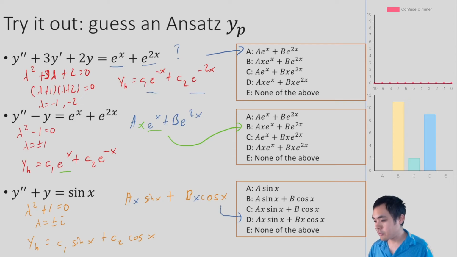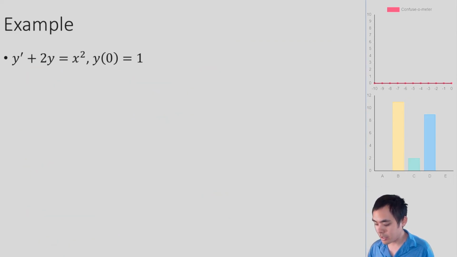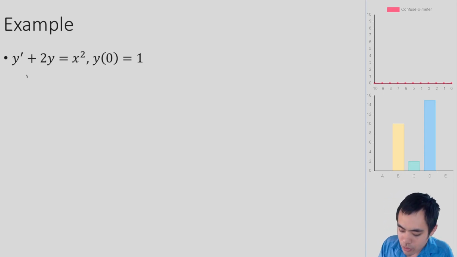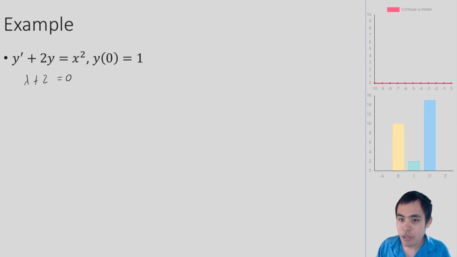Okay, let me finish off with one quick example, and then we will call it a day. So if we have y double prime plus 2y is equal to x squared, y of 0 is equal to 1, well, we can solve this by saying the characteristic equation is lambda plus 2 is equal to 0, and therefore lambda is equal to minus 2. So the homogeneous solution, y homogeneous, is equal to c1 e to the minus 2x.